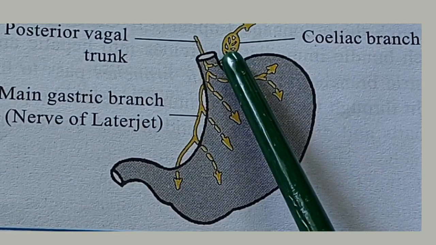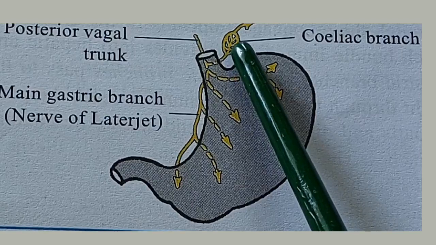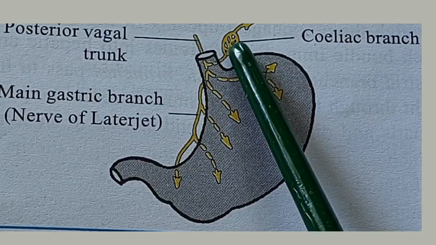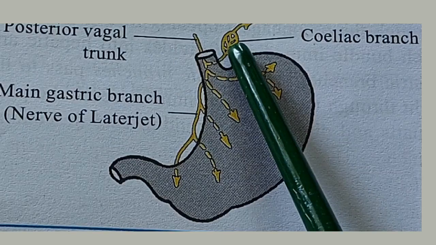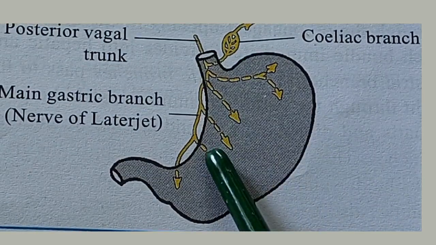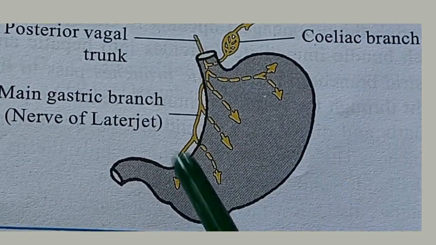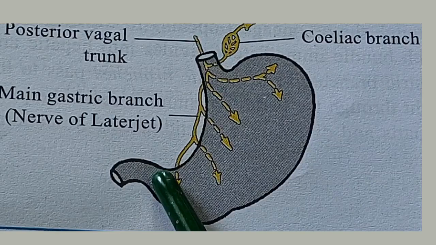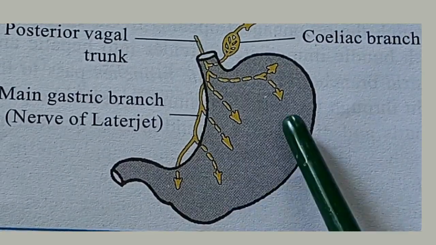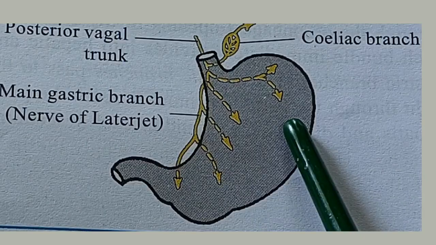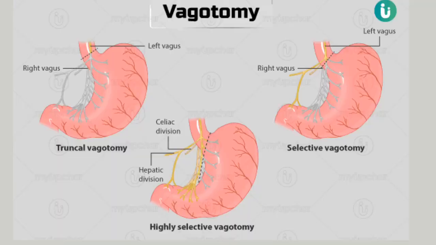The celiac branches pass around the gastric artery and ultimately reach the celiac plexus to supply the other abdominal organs. The parasympathetic fibers stimulate the gastric musculature and inhibit the pyloric sphincter, and they are also secretomotor to the gastric glands. Section of the vagal trunk, known as vagotomy, is sometimes performed to reduce the production of hydrochloric acid in patients with peptic ulcer.